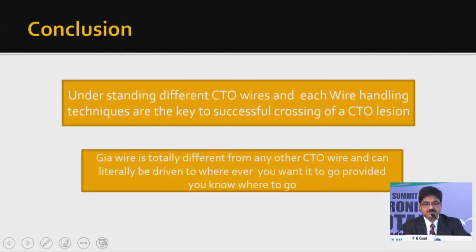The last one. So to conclude, friends, understanding different CTO wires and each wire's handling techniques are the key to successful crossing of a CTO lesion. Gaia wire is totally different from any other CTO wire and can literally be driven to where you want it to go, provided you know where to go.